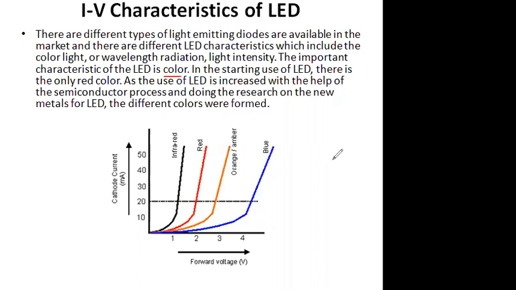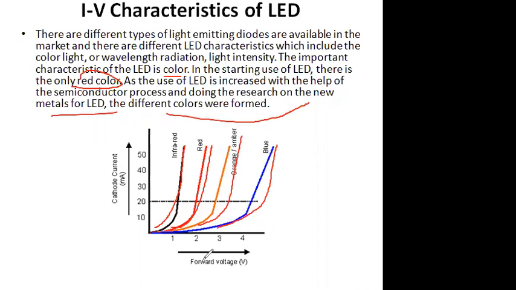In the starting use of LED, there was only red color. Only a red color of LED. As the use of LED increased, with the help of semiconductor processes and research on new metals for LED, different colors were formed. Okay. So this is the curve for infrared. This is red. This is for orange or amber, and this is for blue. Okay. So this is the IV characteristics.